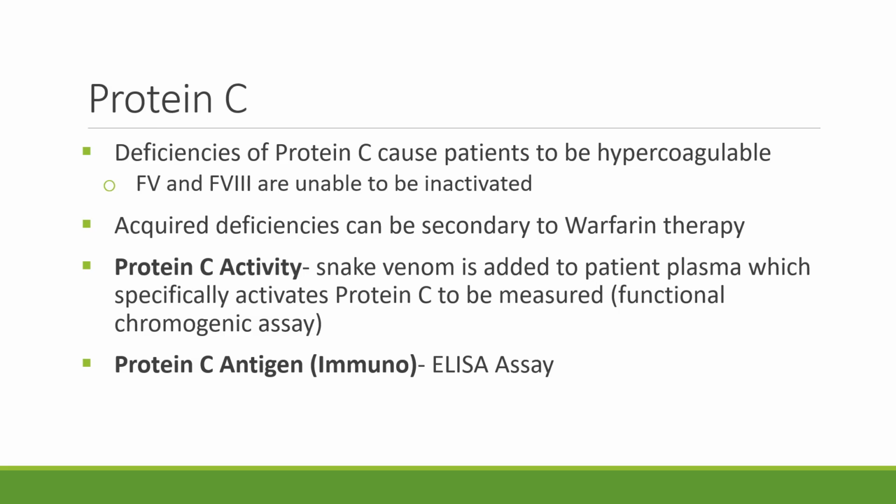Protein C activity is basically the measurement of the functional activity of protein C, so it would be more qualitative in nature. And the way we do that is we take that snake venom and add it to patient plasma, which then specifically activates protein C to be measured. So we're looking at the functionality. We call this a functional chromogenic assay. And then we have a protein C antigen immunoassay, which is an ELISA test. So we have coated wells looking for that protein C antigen.